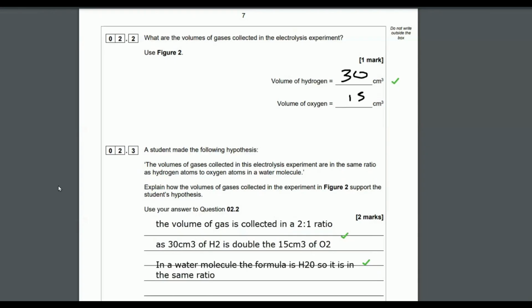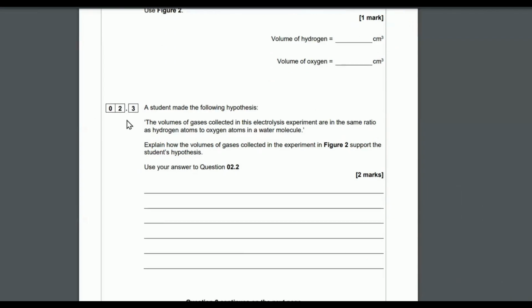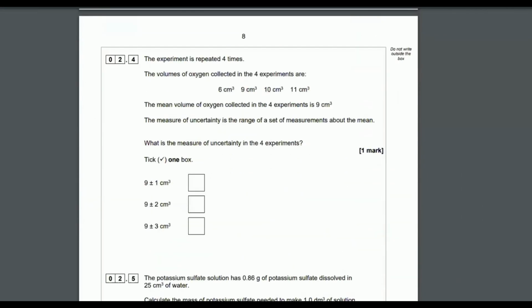And if you wanted to show this mathematically, the ratio is 30 to 15. So we divide both by the smallest: 30 over 15 gives you 2, 15 over 15 gives you 1. So it is in a 2-to-1 ratio, which is exactly the same as the hydrogen and oxygen in water. Boom.